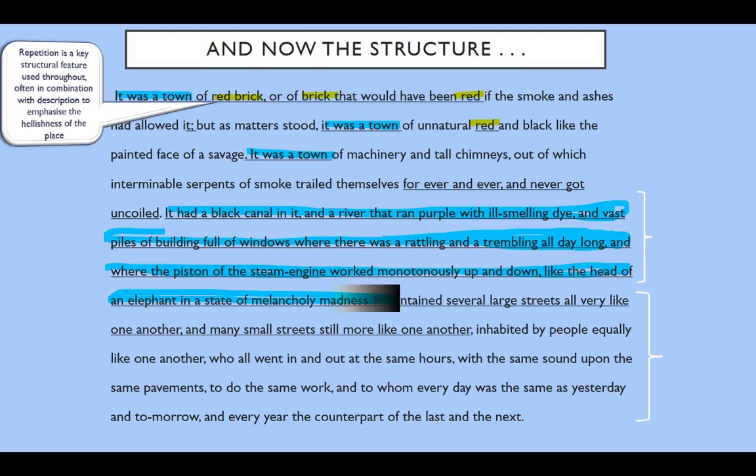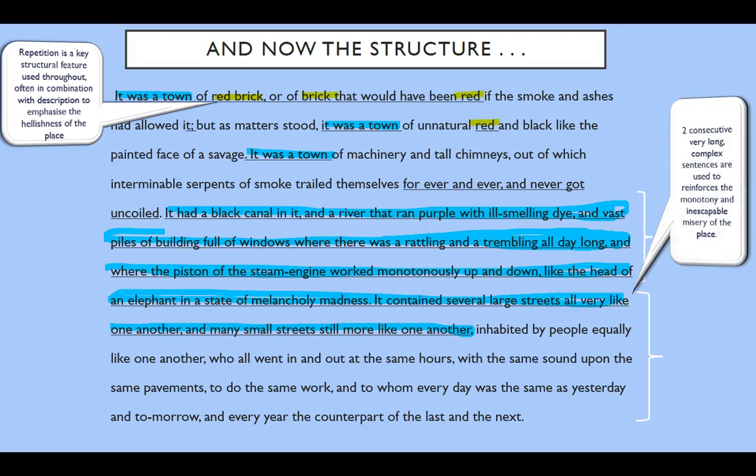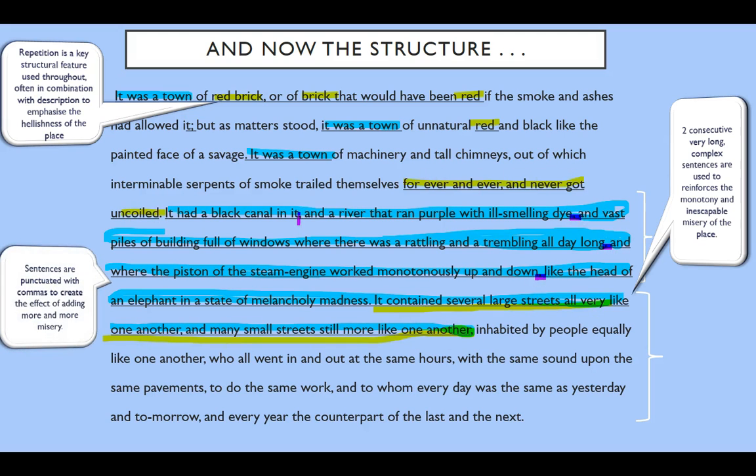We then get these two incredibly long, complex sentences. These are typical of the way that Dickens writes, but it reinforces the monotony and the inescapable misery of the place. And then what we notice is that these are punctuated by lots of commas, so it almost becomes list-like, with him just listing all of the unpleasant features of this town to suggest that it's incredibly miserable and it's not somewhere that you want to be.